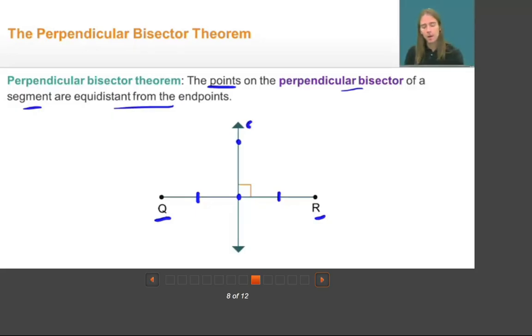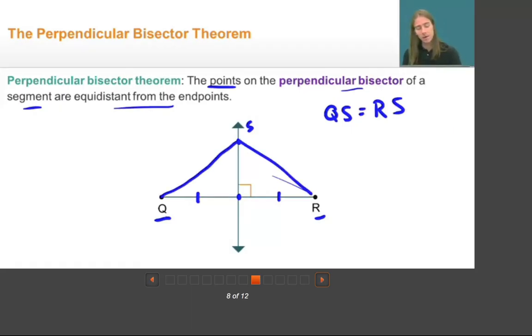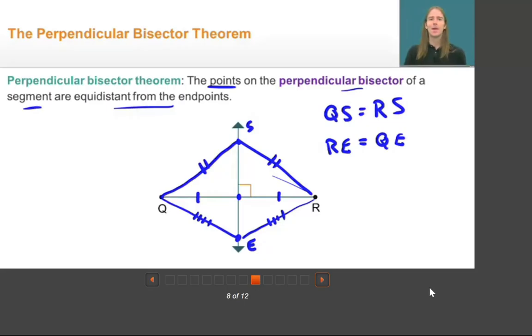So for example, if I were to take a point S, then the perpendicular bisector theorem tells me that the distance between Q and S is equal to the distance between R and S, which means that these line segments right here are congruent. I can also take a point that is below my line segment. I could take a point down here, call it E. Well, the perpendicular bisector theorem tells me the same thing, actually, that the distance between R and E is equal to the distance between Q and E, which, once again, I can draw line segments like so, and conclude by the definition of line segment congruence that they are congruent. Let's go ahead and prove this theorem.